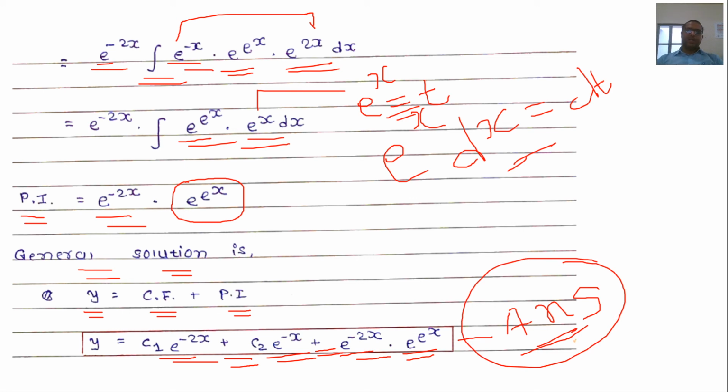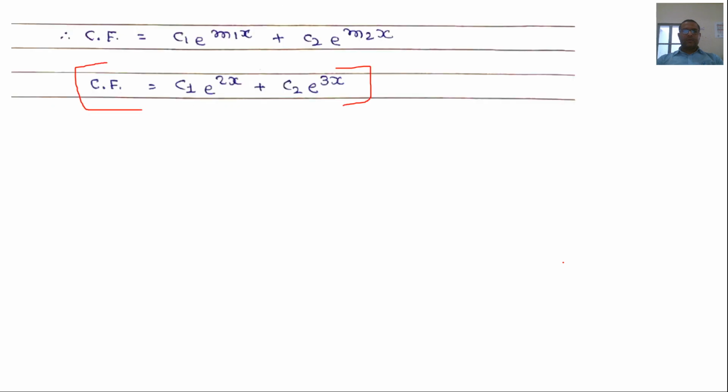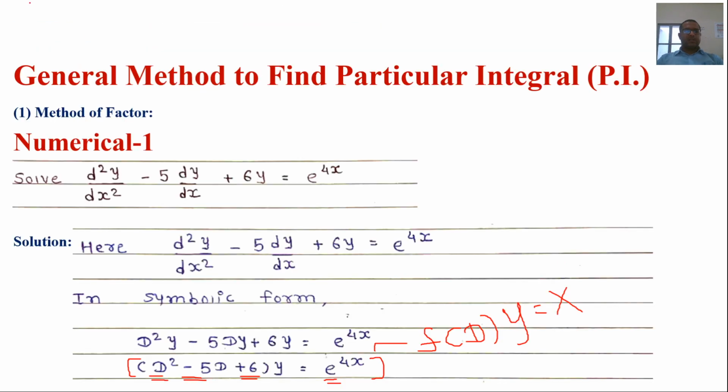So here we have completed the first technique of the general method, that is, here we have started the general method, and in general method we have completed the method of factor. Now in the next session we will discuss the method of partial fraction.